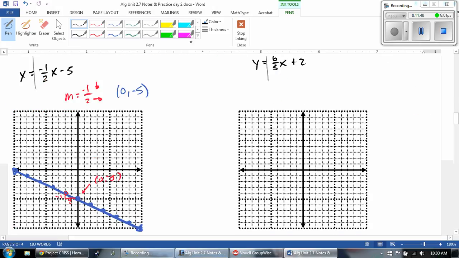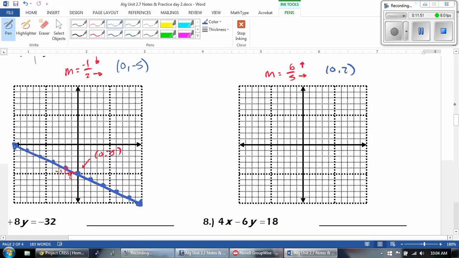Okay, so graphing that, my slope, positive 6 over 5, up 6, right 5, and then my y-intercept is 0, 2. Start at 0, 2. On the y-axis, go up 6, 1, 2, 3, 4, 5, 6, and over 5. And that's all I can do in that direction. 1, 2, 3, 4, 5, 6, over 5. I think I can do one more. 1, 2, 3, 4, 5, 6. Yep, over 5. Use your straight edge, your ID, ruler, and graph your line.